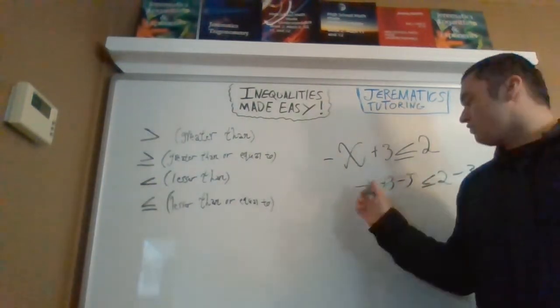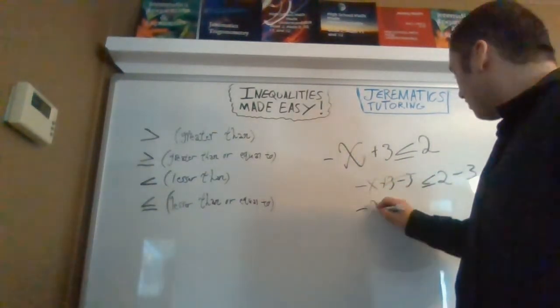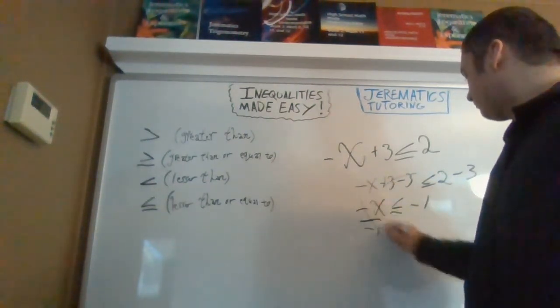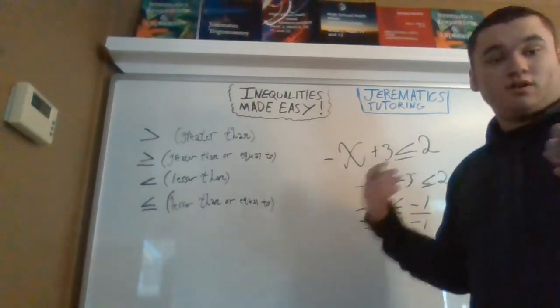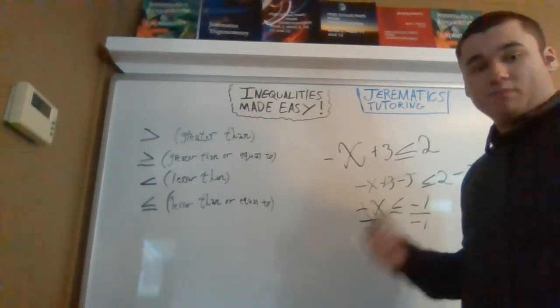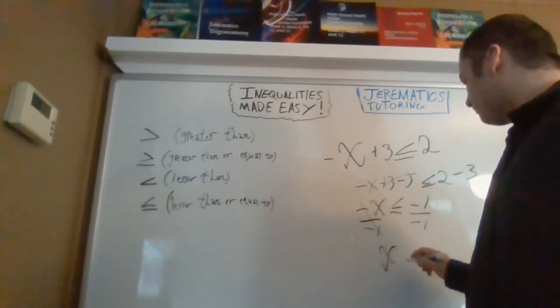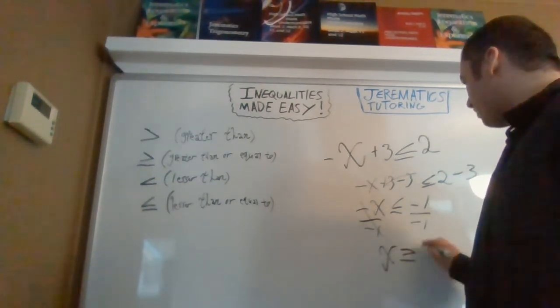And now we divide both sides by negative 1. So negative x is less than or equal to negative 1. Negative 1 divided by negative 1 is 1, because a negative divided by a negative is positive, and 1 divided by 1 is 1. This gives us x is greater than or equal to 1.